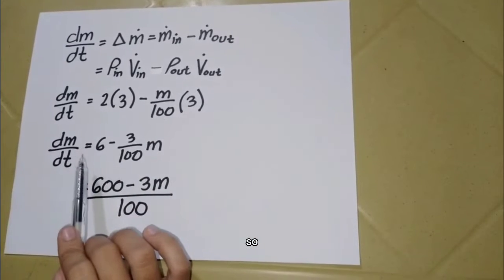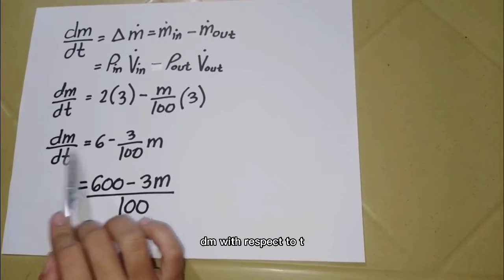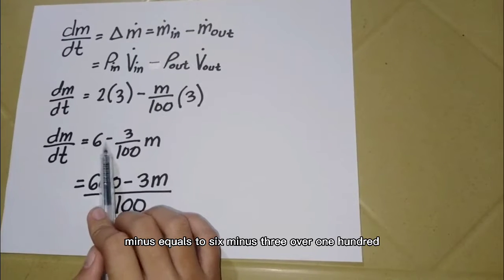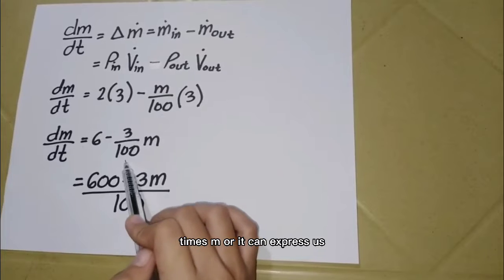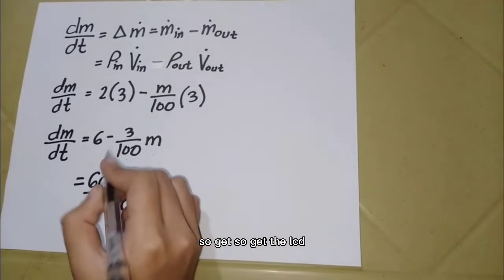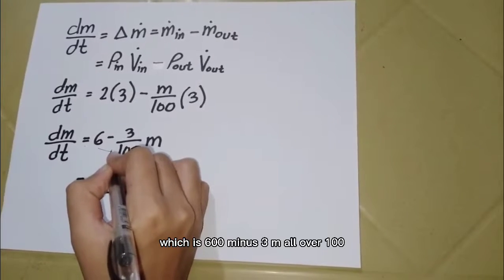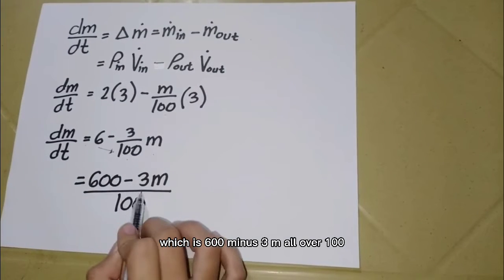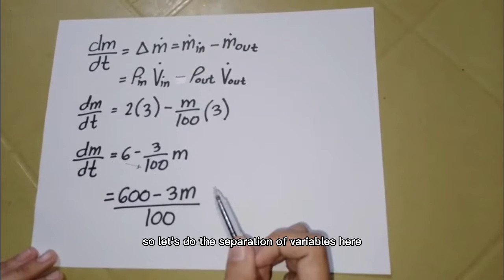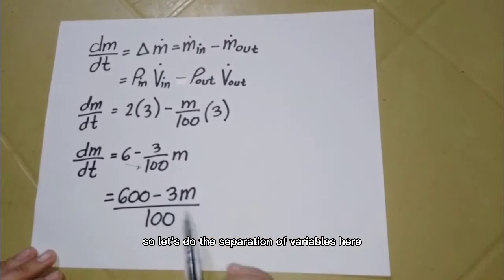Separation of variables. So dm/dt is equal to 6 minus 3/100 times m, or it can be expressed, getting the LCD, as (600 minus 3m) all over 100. So let's do the separation of variables here.